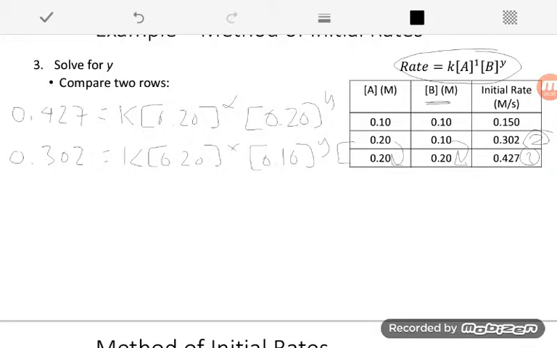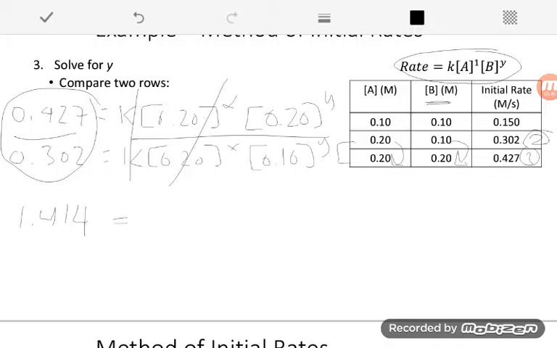Now we again turn it into a big fraction. We can see that my k's cancel. Since I picked 2 rows where a didn't change, that also cancels. So now I need to just do a little math. On this side I divide and I get 1.414. And on this side I divide and I get 2, but keep in mind I have that exponent, so 2 raised to the y.